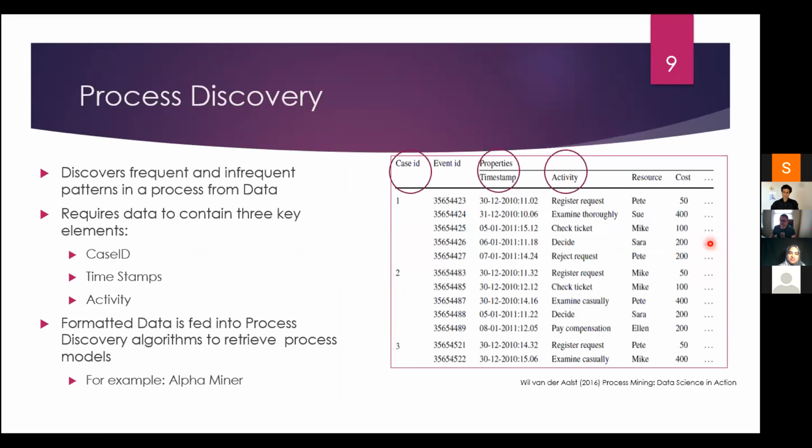So moving on to process discovery. As mentioned earlier, my research project so far has largely centered around process discovery. Process discovery is about discovering frequent and infrequent patterns in a process from the data that's collected by information systems. There are specific algorithms that the data can be fed into. But before that, the data must be structured to contain three key elements. The data must contain a case ID, timestamps, and activities.